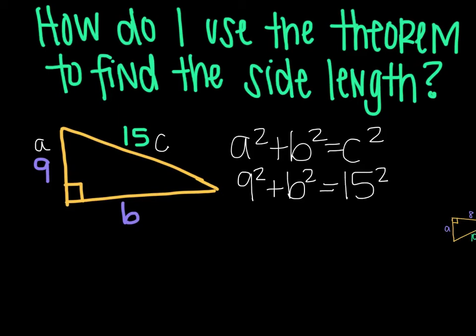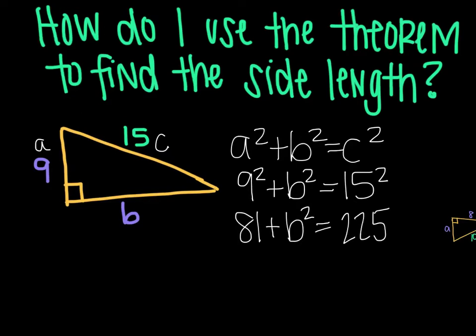And solve what you know. 9 squared is 81, so 81 plus b squared equals 15 squared. And if you don't know what 15 squared is, that's okay. You can use your calculator. But you should get 225.